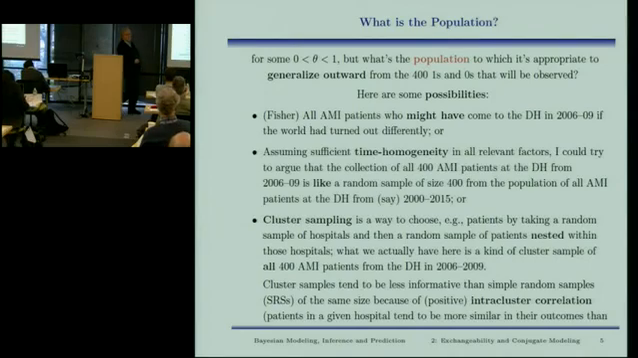Now, what about generalizing outward in space instead? Suppose I focus on that same time window, but now I try to say that I'm going to think of this as like a random sample from all heart attack patients in all of California, for instance, in that 4-year time window.